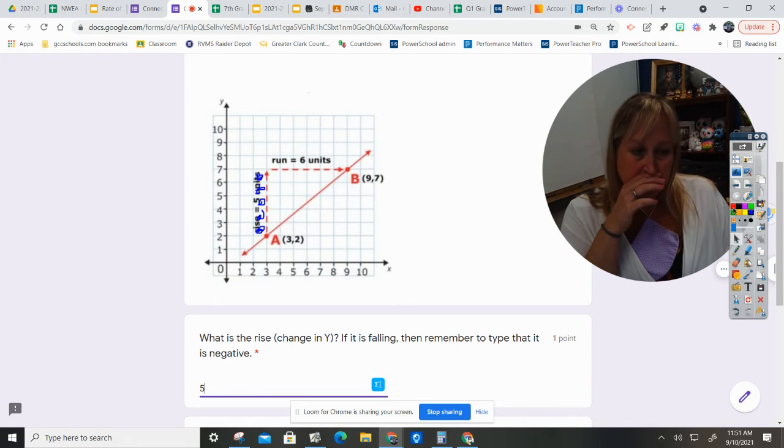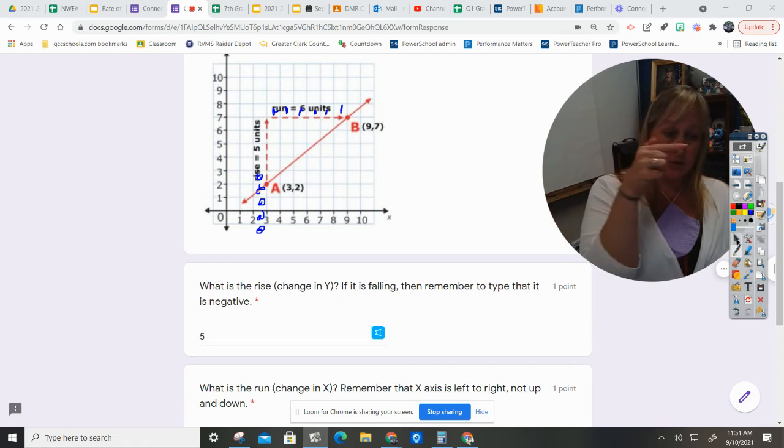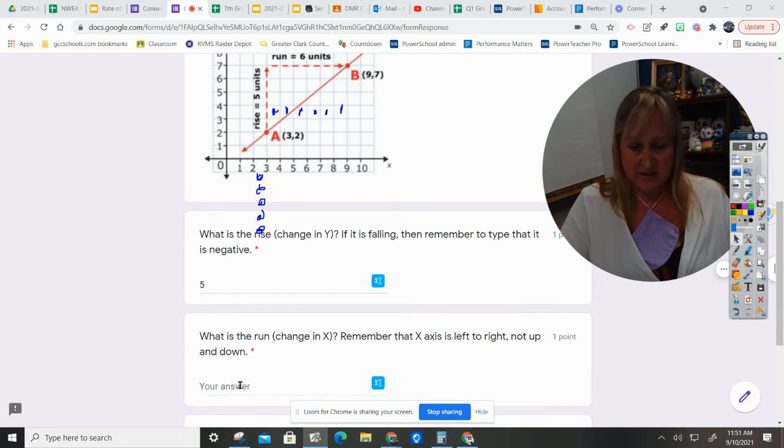The second question is going to be, what is the run? So that is the change in x. So I'm going to count my squares again, although it does tell me, but I'm verifying. 1 square, 2 squares, 3 squares, 4 squares, 5 squares, 6 squares. And it's positive because it's moving forward along that x-axis.